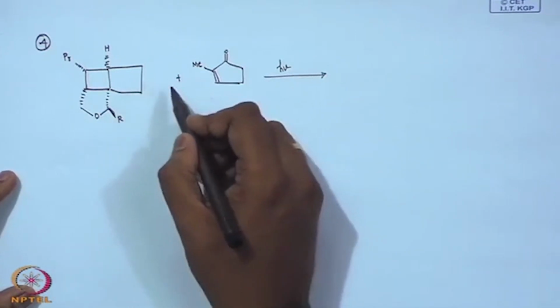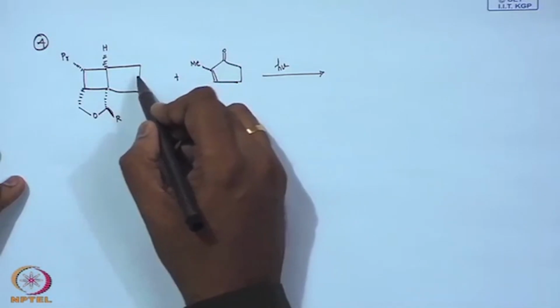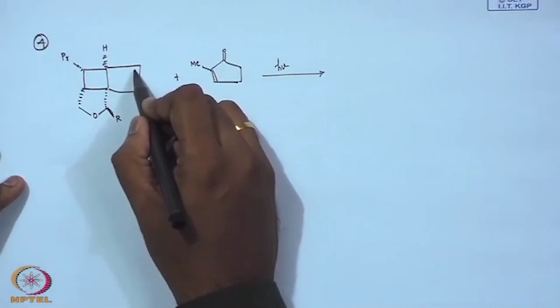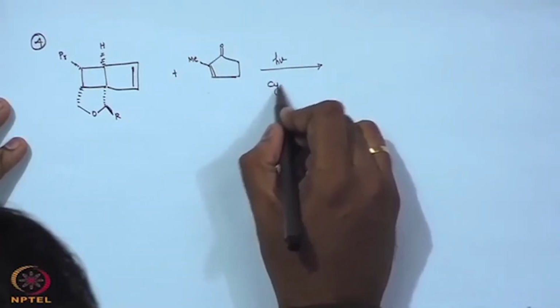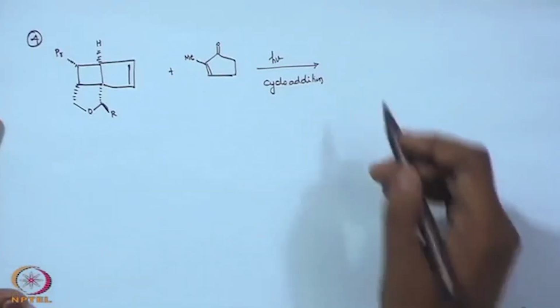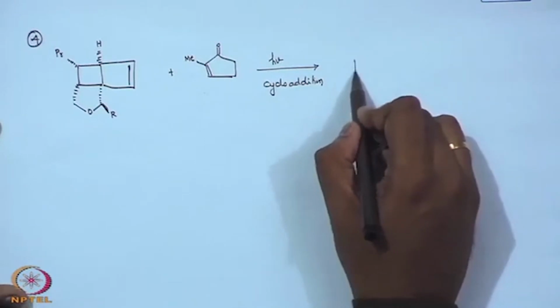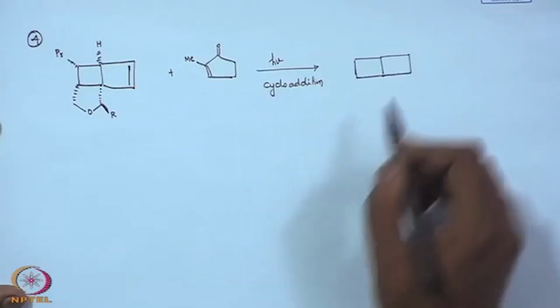You have your system here with a pi 2s plus pi 4s, and a double bond with your system here. Clear? So now you tell me what you are going to expect from this molecule. Yeah, it's nothing but a cycloaddition. So these things are very simple to understand, right? So you undergo a cycloaddition reaction.